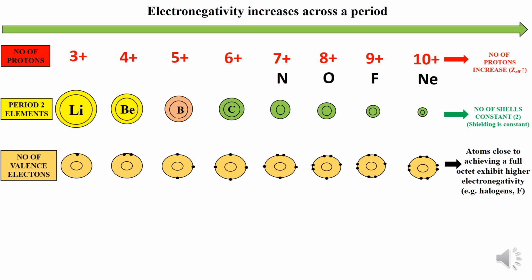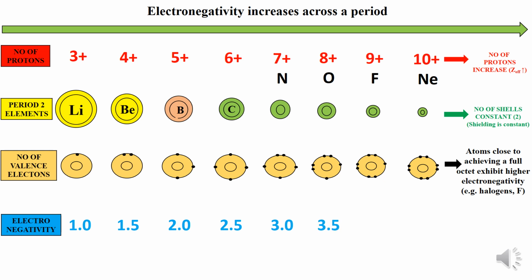And 4 will be the best example, with a value of 4 on the Pauling scale. And what about the electronegativity? So the electronegativity increases as you move across a period from left to right. 1 for lithium, 1.5 for beryllium, 2 for boron, 2.5 for carbon, 3 for nitrogen, 3.5 for oxygen, and 4 for fluorine.